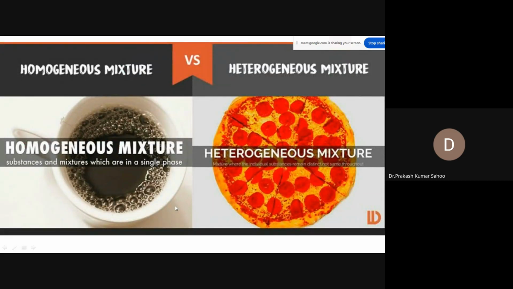Then we have the C here in a black tea, or we can say in a tea. What happened? Substances and mixtures which are in a single phase are known as homogeneous mixtures, and when different substances are in different phases or states, this may be treated as a heterogeneous mixture.